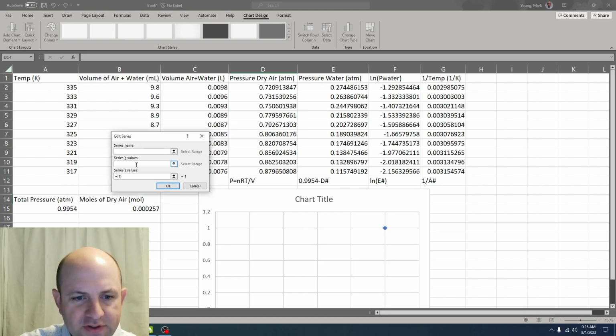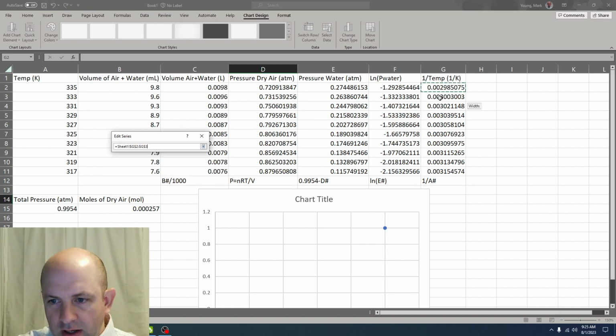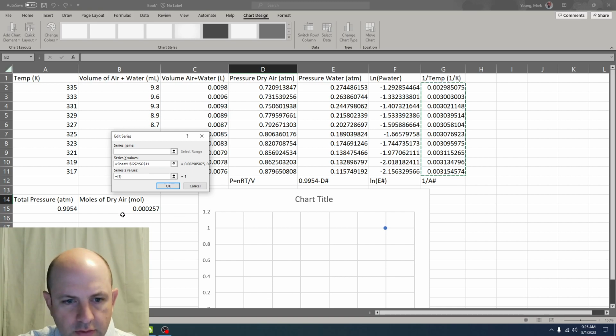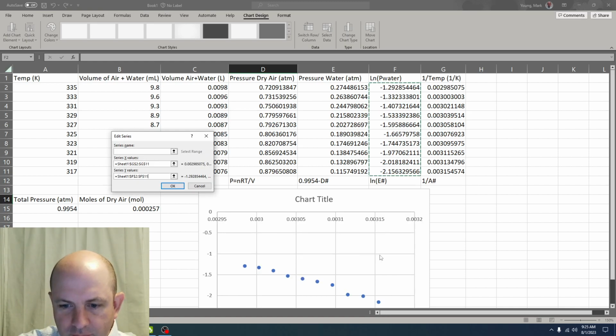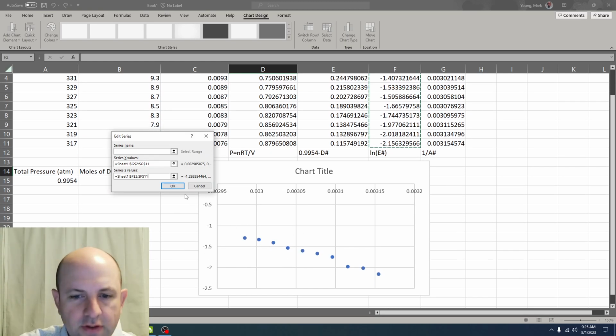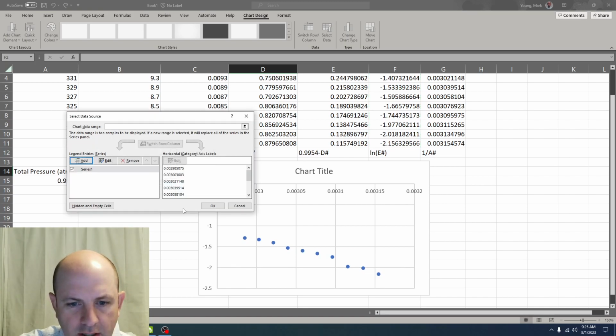All right. For this lab, the X value is the 1 over temperature, so I'm going to click and drag all of those. If you also learn it, you can do this, Sheet1, G2 to G11, but click and drag seems much easier to me. For the Y values, remember to leave that equal sign in there. Here, we want the natural log of the water pressure, so we click and drag there. And you see we get this nice downward slope. All right, and that seems good. You can hit OK, hit OK.